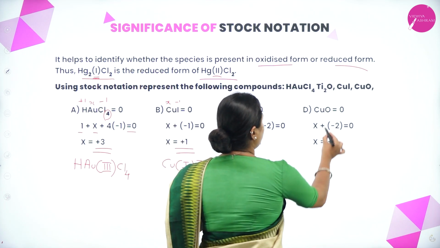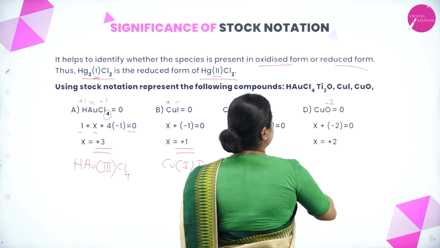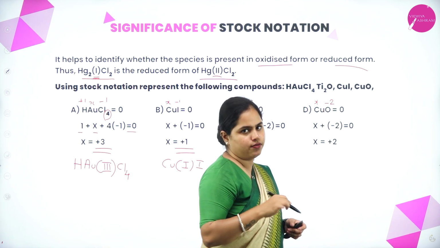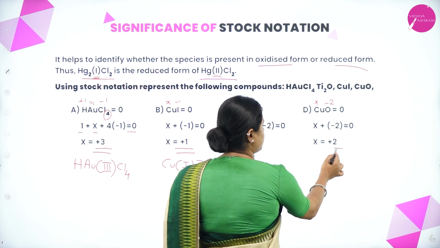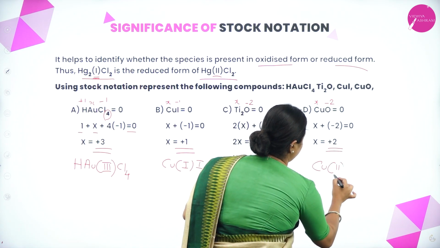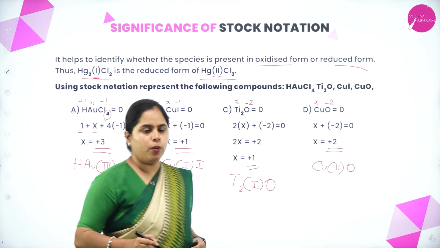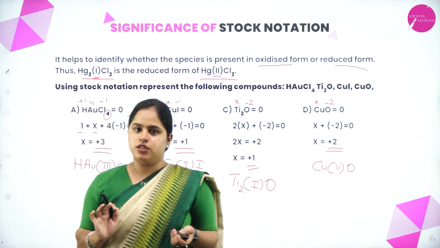Moving on to the next one, CuO, copper oxide. So it is -2 again, and here it is X. We don't know. So X minus 2 is equal to 0. X is equal to +2. So copper(II) oxide. Okay, so I hope it is clear. So this is how you represent the Stock notation.